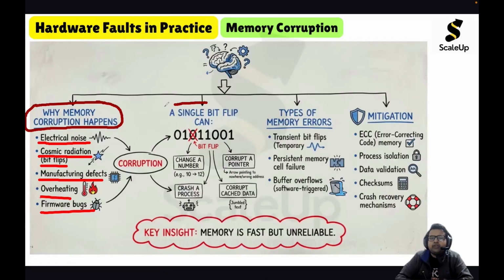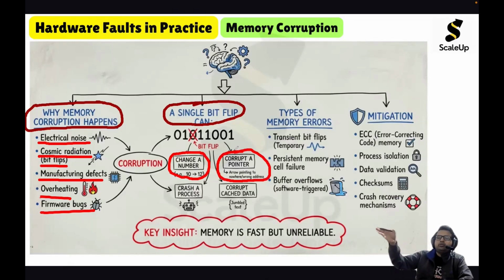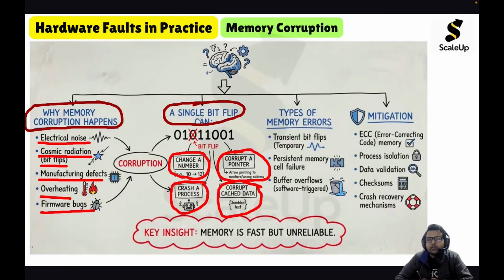Now let us suppose a single bit flip happened. This is very dangerous. Because of the bit flip, it can even change a number, so it can make 10 into 12. It can corrupt a pointer, so that the pointer now points to a different address. It can crash a process, and it can corrupt cached data. So a single bit flip can be very dangerous.